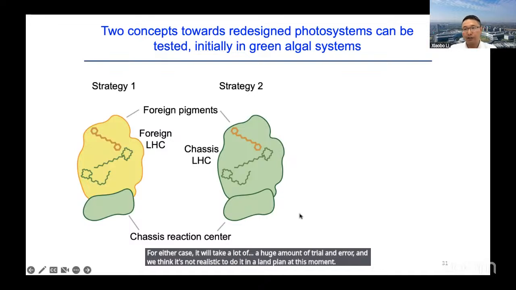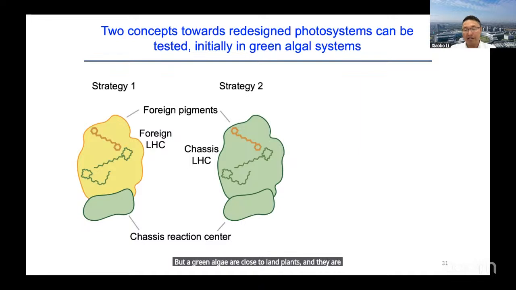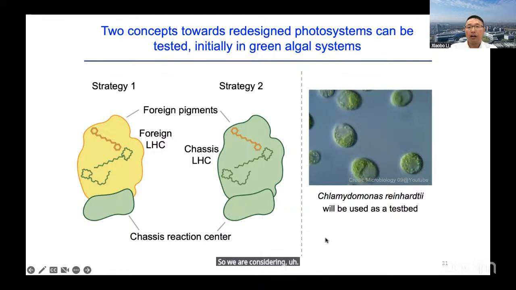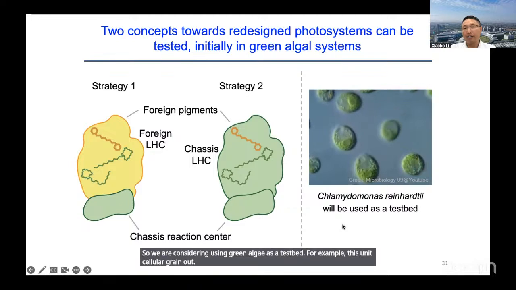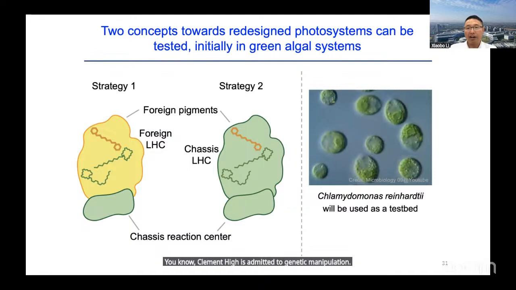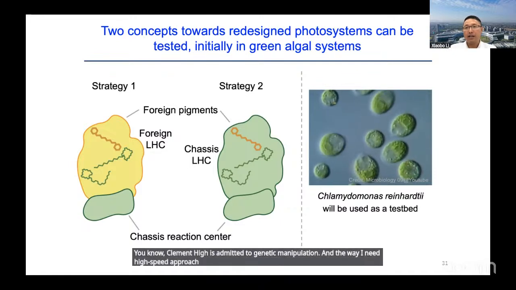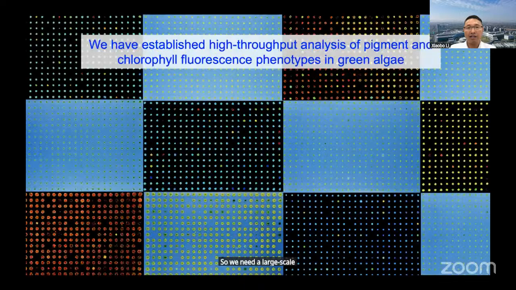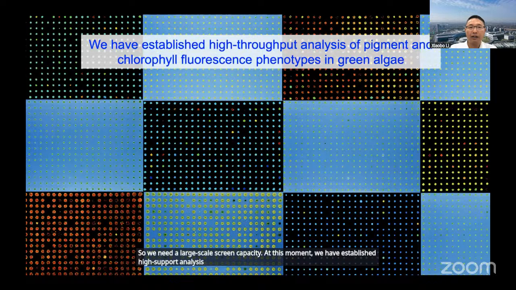But green algae are close to land plants, and they are quite conserved with each other in photosynthesis. So we are considering using green algae as a test bed. For example, this unicellular green algae, Chlamydomonas reinhardtii, is amenable to genetic manipulation. And we will need high throughput approaches if we need to generate different versions of the LHC proteins. So we need large scale screen capacity. At this moment, we have established a high throughput analysis of pigment phenotype and chlorophyll fluorescence phenotype in Chlamydomonas reinhardtii.